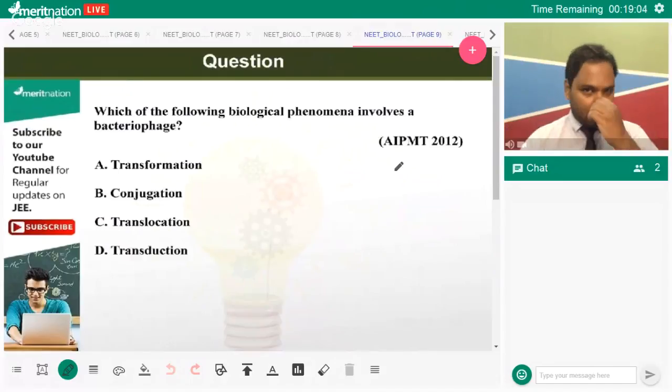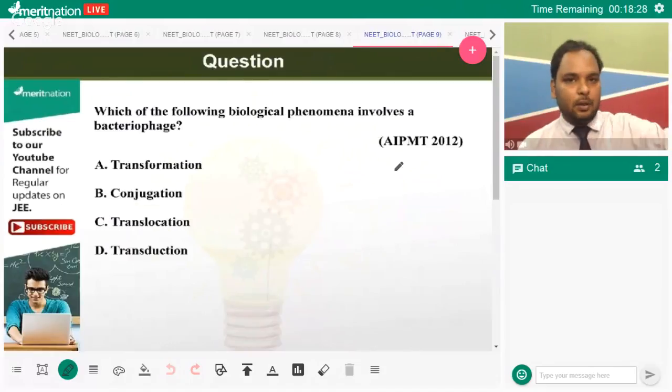I'll go one by one, everyone. The very first one is A, transformation. Those who are in 12th class know what transformation is. You studied this in the genetic material chapter. It's Griffith's experiment, one of the most famous experiments of the genetics chapter, right? Transformation also you have studied in the sexual reproduction of bacteria. Transformation never involves a virus, so it is out of the question.